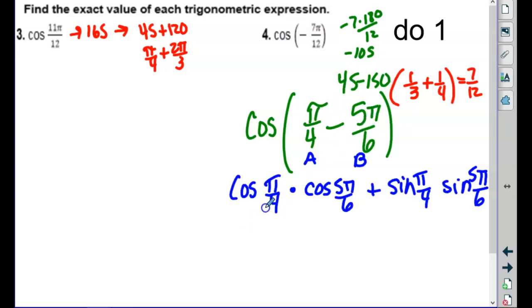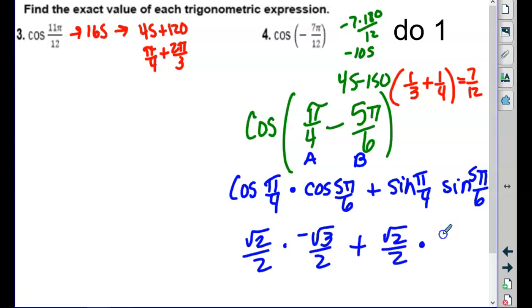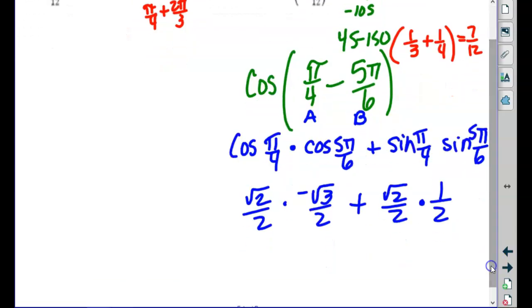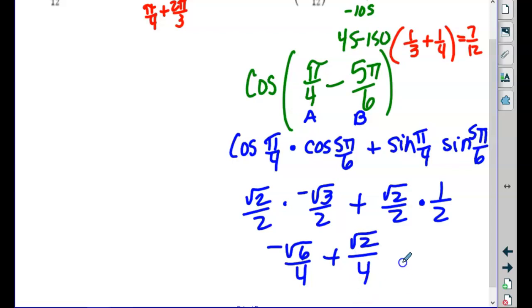All right, cosine at pi over 4, anybody? Root 2 over 2. What is the cosine at 5 pi over 6? Okay, what is the sine at pi over 4? What is the sine at 5 pi over 6? Okay, if I multiply these together, I get negative square root of 6 over 4. Multiply these together, I get square root of 2 over 4. So the only thing I could do is combine them.